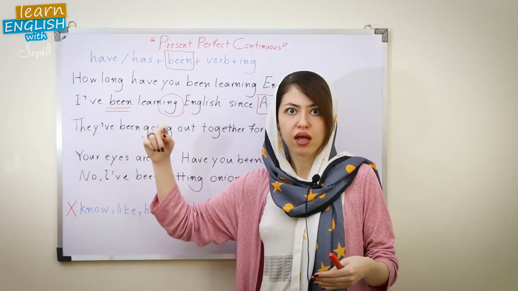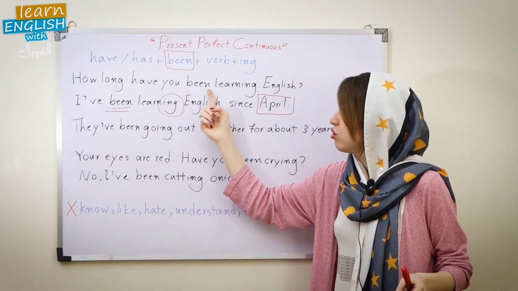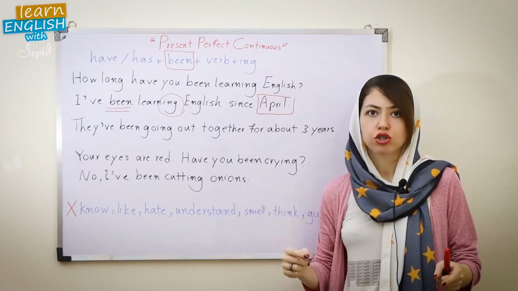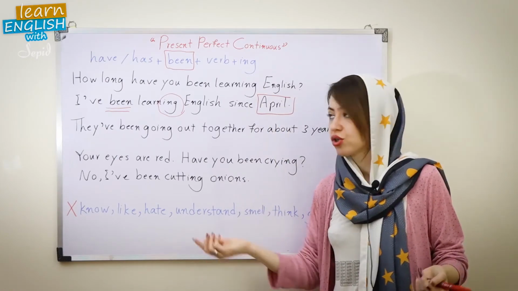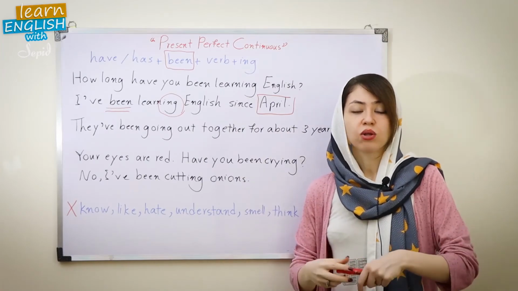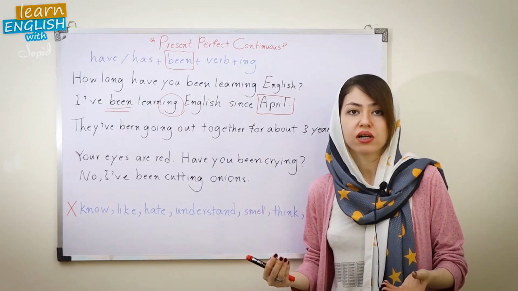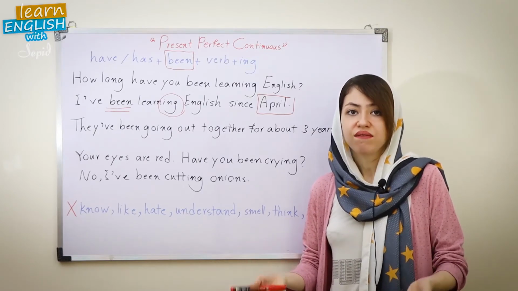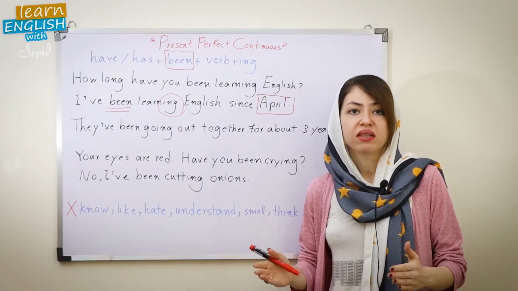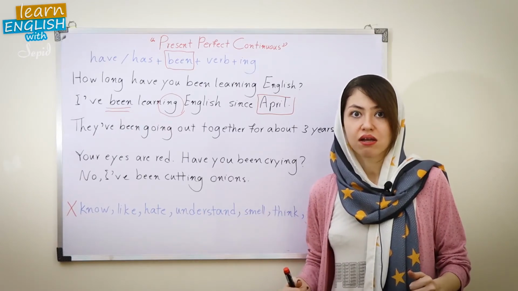How long, okay? We're asking about the duration. How long have you been learning English? I've been learning English since April. How long have you been working here? I've been working here for 2 years. How long have you been living in this town? I've been living in this town since I was a child, okay?